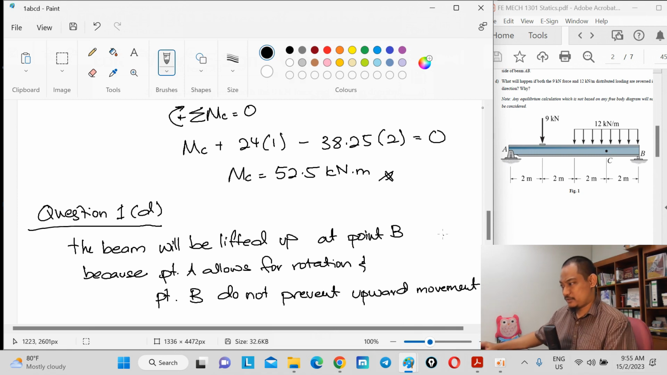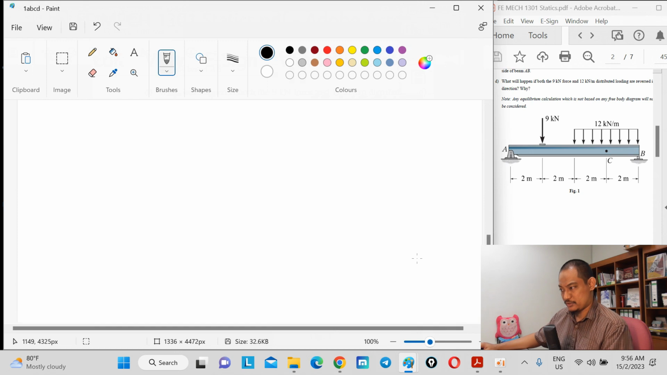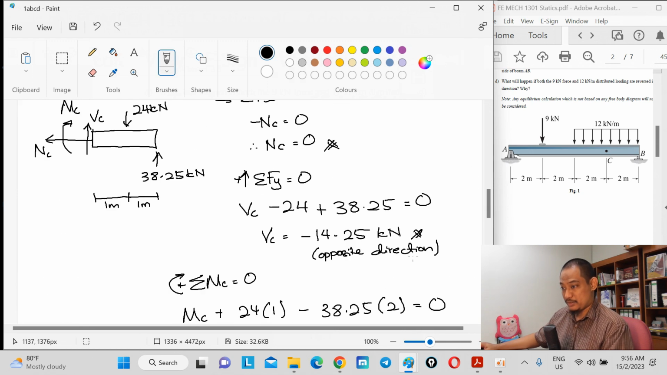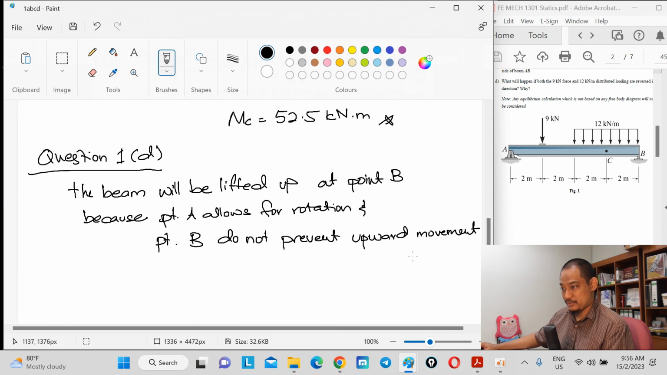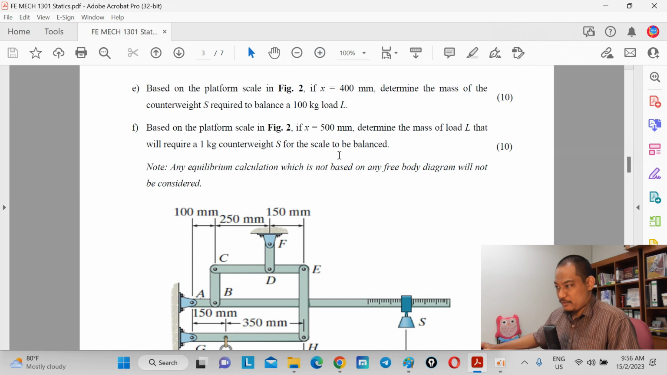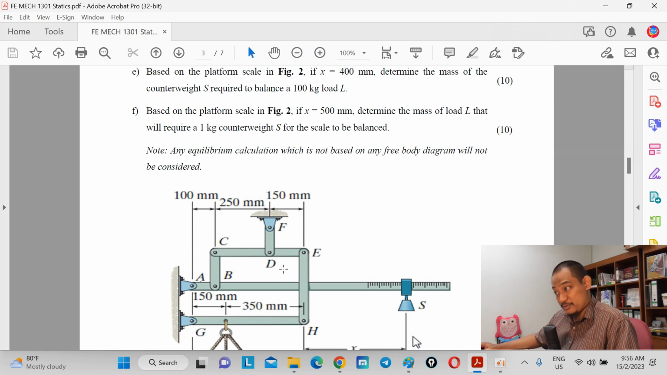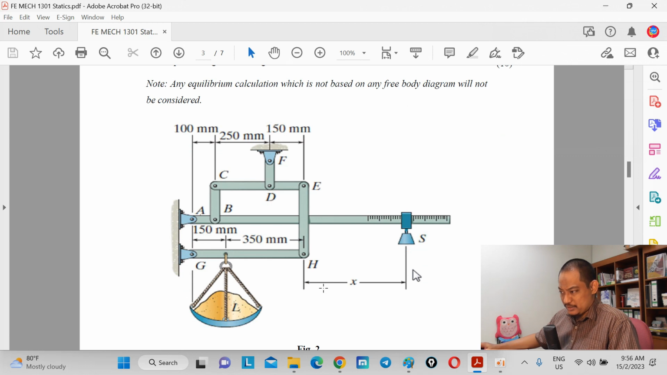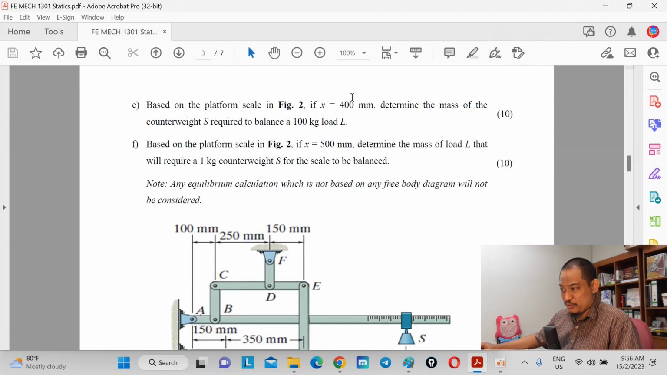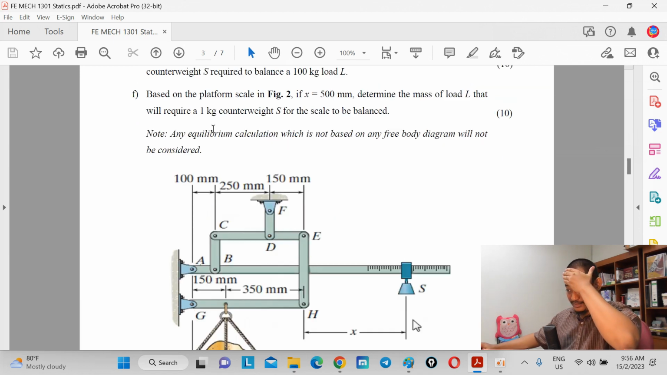Okay, that's the answer. We already almost used 1 hour, so we have to rush. This is only part A, 1A, B, C, D. So let's go to question 2. Based on the platform scale in figure 2, if X, so the distance is given, X is 400 millimeter. Determine the mass of the counterweight S.